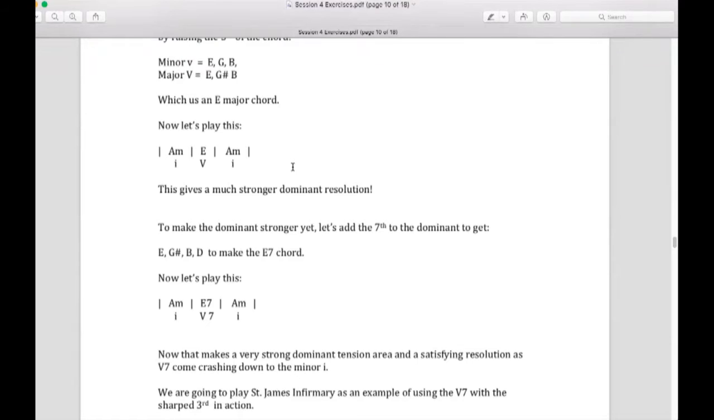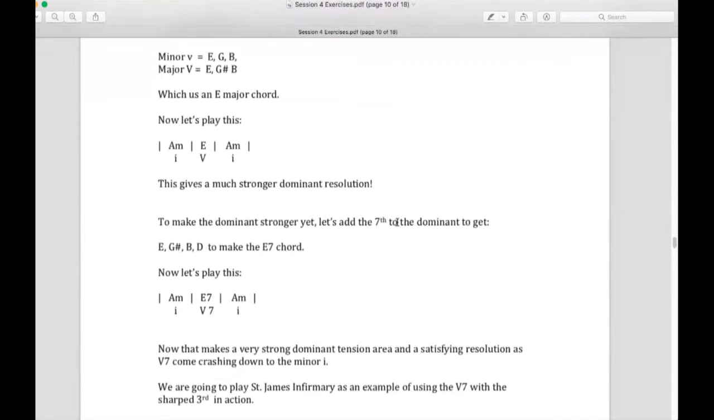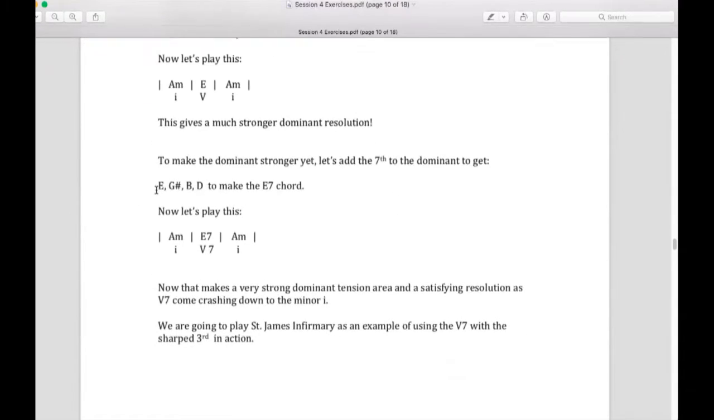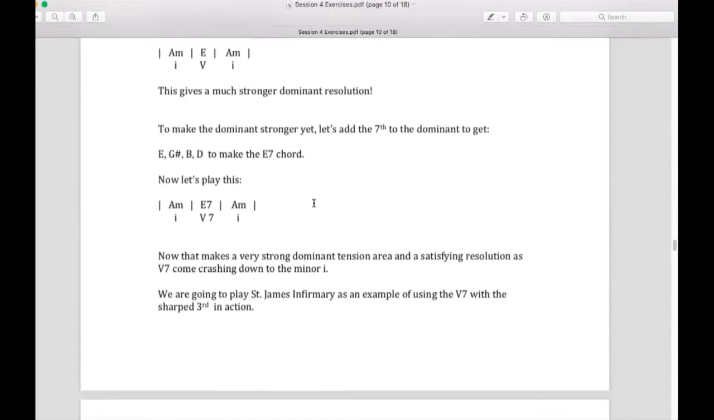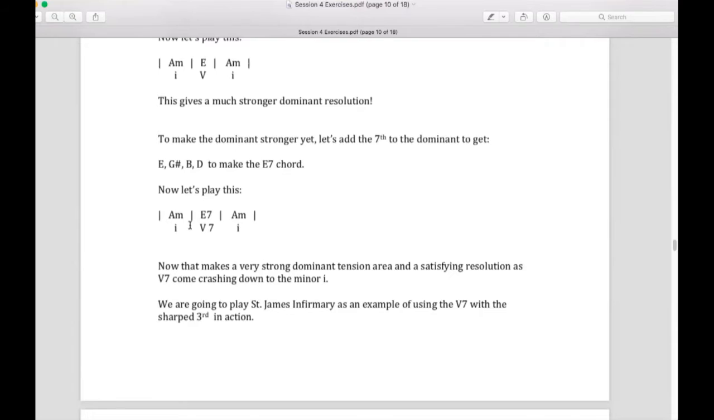Now, to make this even stronger, let's add the 7th to get the dominant. So we're going to get E, G sharp, B, D, to make the E7 chord. So we're going to play A minor, E7, A minor. Ready? A minor, E7, A minor. Now we're getting somewhere. That's a very satisfying dominant.